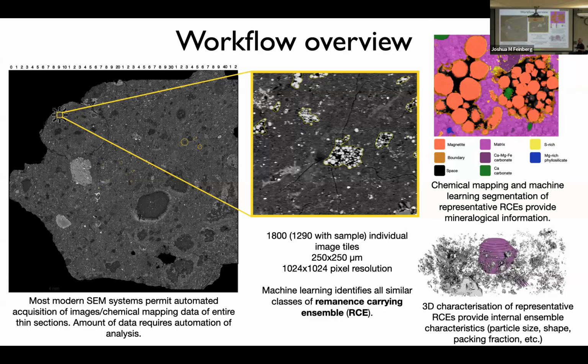Okay, so we have chemical mapping and mineralogical analysis, and then, having got all of that data, we can identify what are the interesting regions that we need to know more about, and then we go to the 3D nanoscale imaging of specific regions of interest. Okay, so now we have detailed information about our remanence-carrying ensembles at this level, but we also know exactly where everything is in our sample at the bulk level.